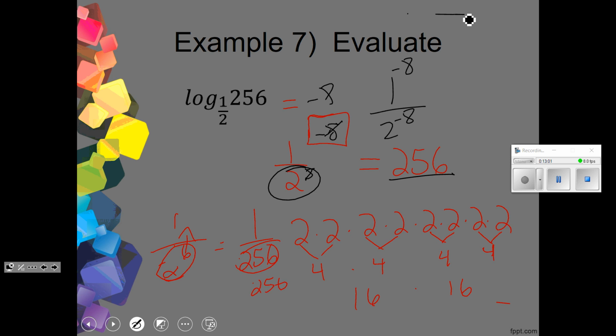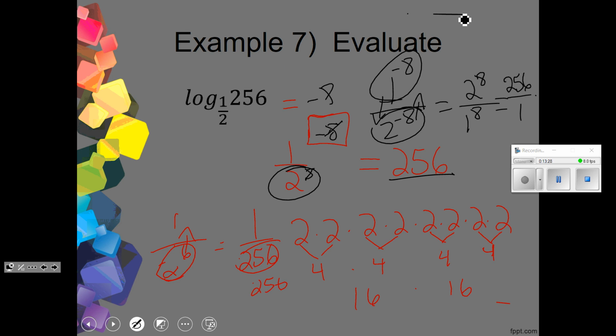Well, you have to make them positive first. What do you need to do to that? He needs to come up top and become 2 to the 8th. What do you need to do to this one? That needs to go to the bottom and become 1 to the 8th. Well, 2 to the 8th is 256. What's 1 times 1 times 1 times 1 times 1 times 1 times 1? 1. And anything divided by 1 is itself.